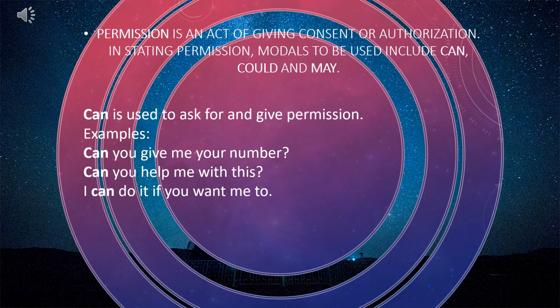So the first two examples are expressing what? Are expressing or asking for permission. Can you give me your number? Can you help me with this? Well, the last one, I can do it. I can do it if you want me to. You have the what? The other function of the modal can, which is to express the ability. The modal can expresses also ability to do, just like what you have learned from our lesson the last time. Okay?